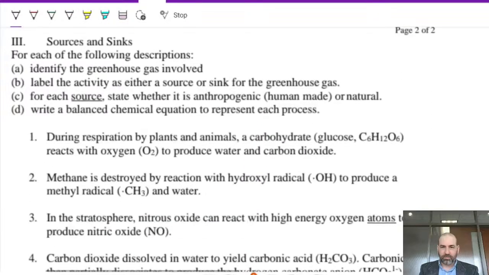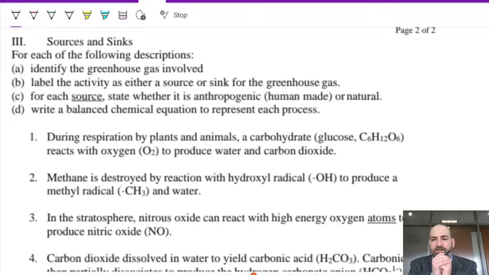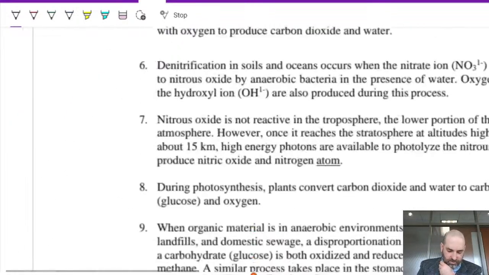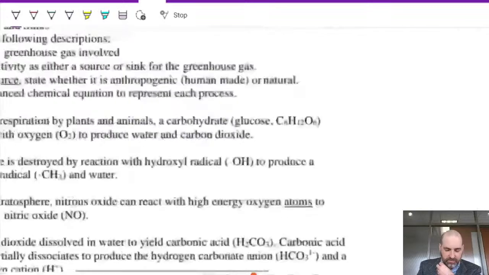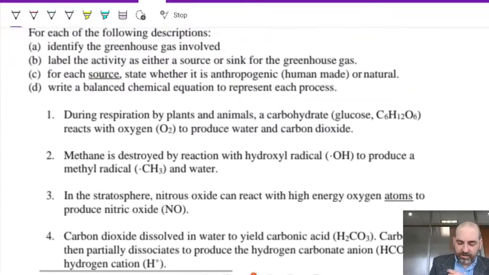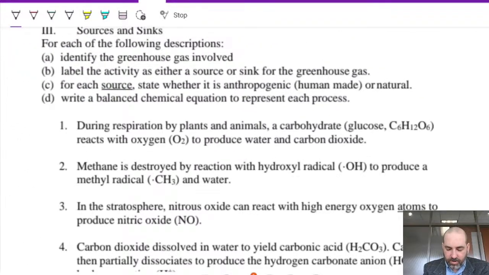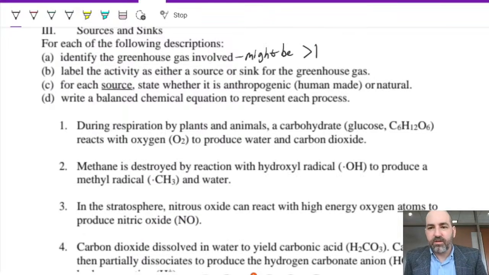So, moving on to the next page, you can see some different processes where greenhouse gases are either created or used up in processes that are either natural or man-made. So for each of these 10 processes, you should figure out which greenhouse gas is involved, and it might be more than one. So it could be 2 or 3 greenhouse gases involved there.